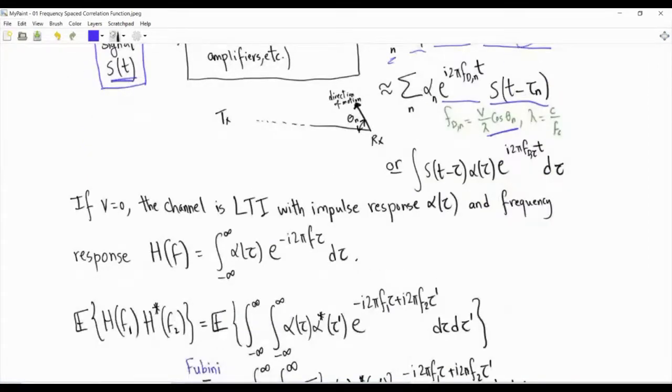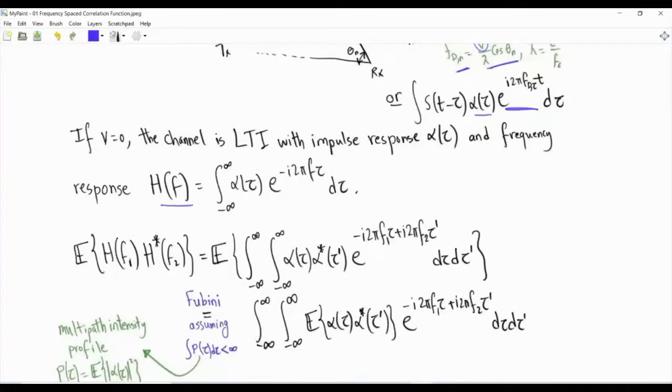Okay. Now, if there is no motion, no mobility, the speed is equal to 0, and so you can see the Doppler frequency is 0, and basically the time dependence through this term here will disappear, and so this guy will become a 1, and your channel is like an LTI filter with impulse response alpha of tau. And this filter has a frequency response, which is the CT-FT of the impulse response.